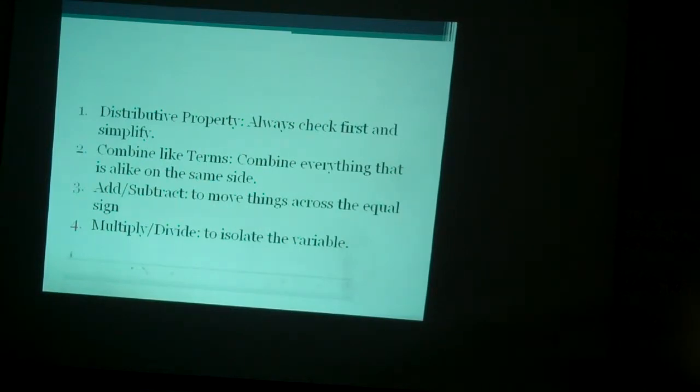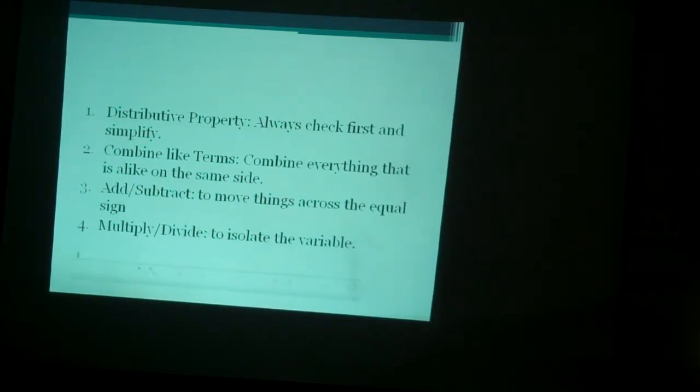2, combine like terms. That means you combine everything that is alike on the same side. And 3, add or subtract to move things over the equal sign, crossing the border. And then the last step is to multiply or divide to isolate the variable.